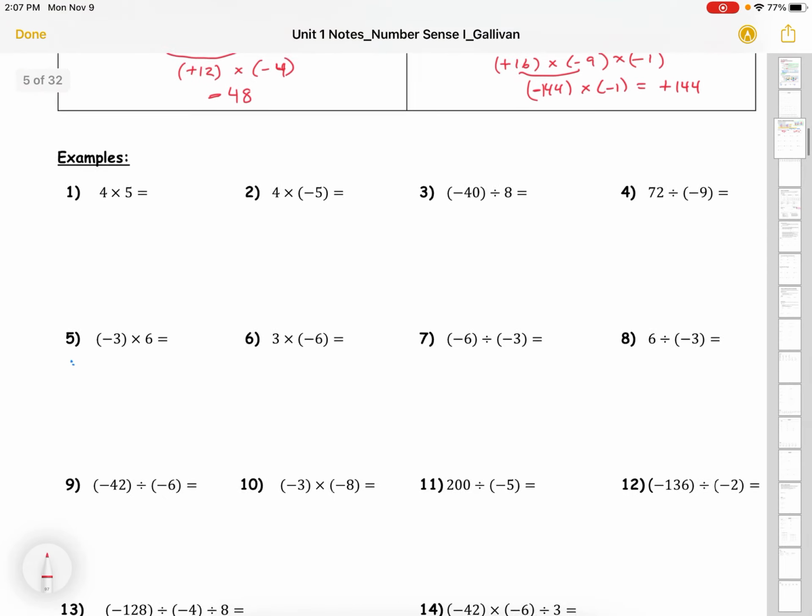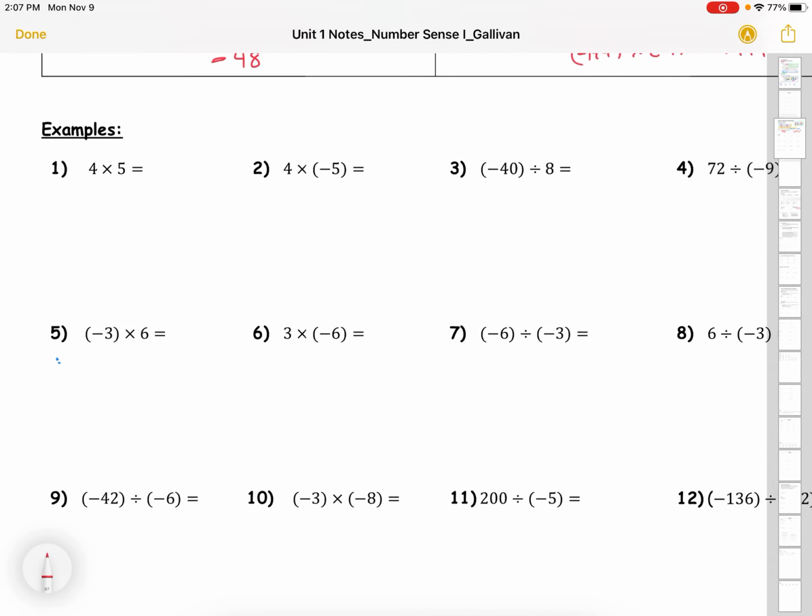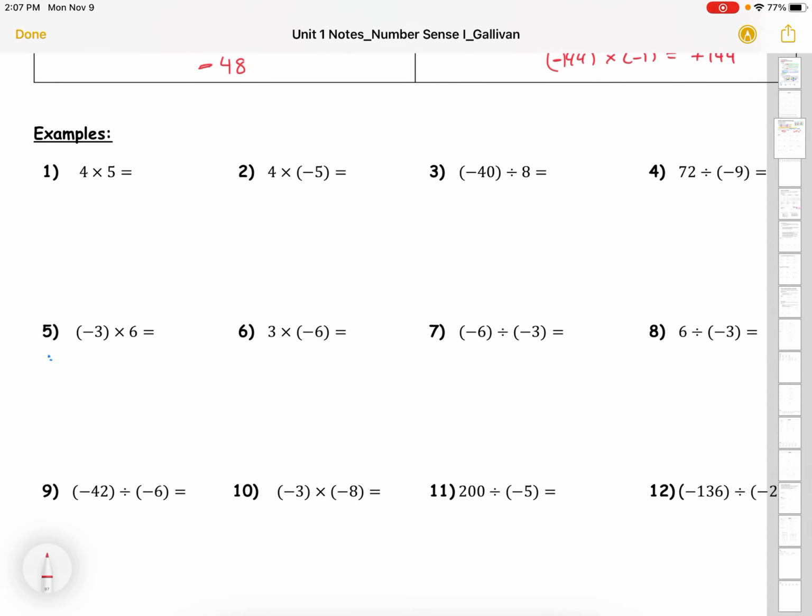So let's do a little practice together, okay? And at any time you want to pause, try them yourself and check them, please do that. So here, they're both positive. It's just like normal multiplication. 4 times 5, it will be 20. Here, I have a positive times a negative, so it's going to be a negative 20.